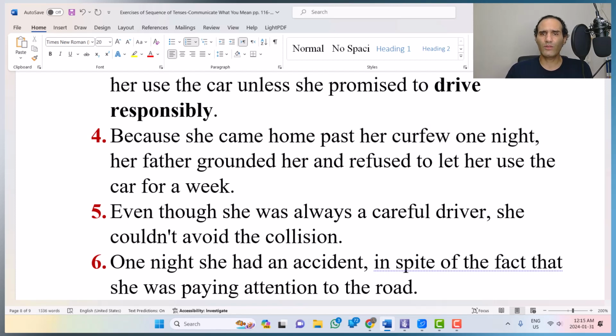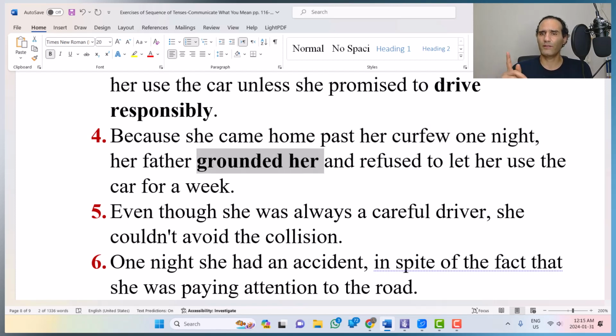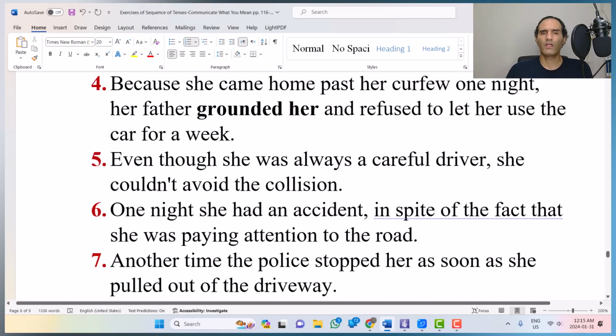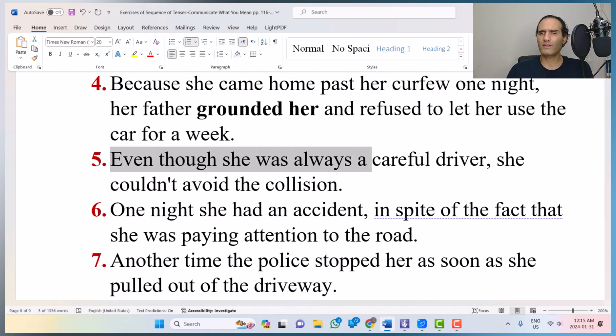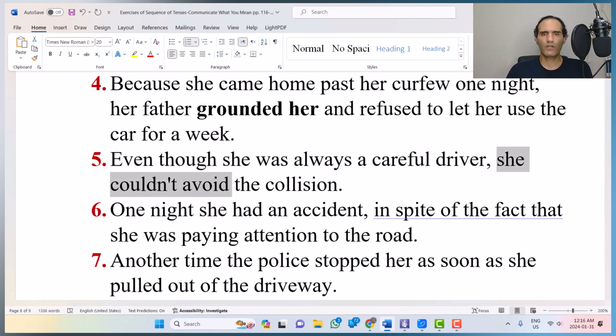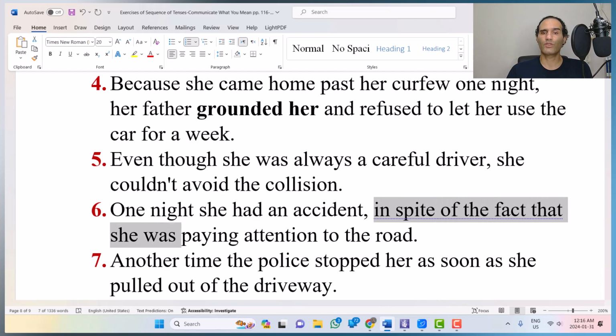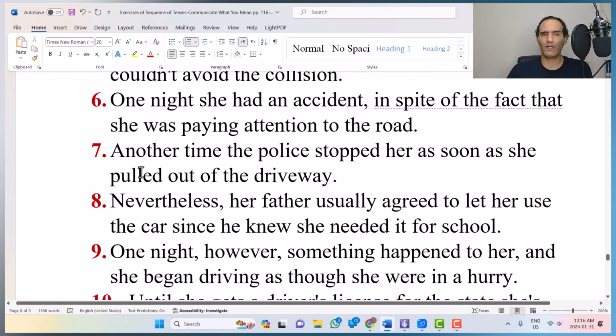Her father grounded her, so made her sit at home. Ground as a verb. And refused to let her use the car for a week. Number 5. Even though she was always a careful driver, she couldn't avoid the collision. So unfortunately there was an accident. Collision or accident. One night she had an accident, in spite of the fact that she was paying attention to the road. In spite of the fact that, okay, we have had it before.